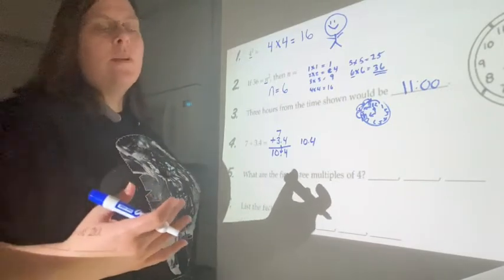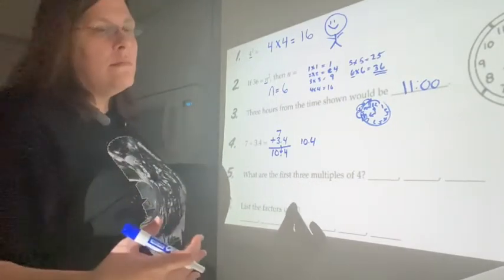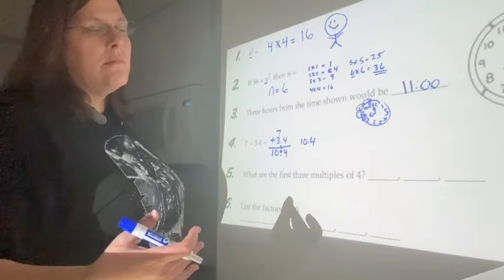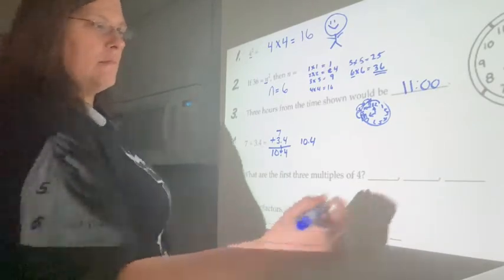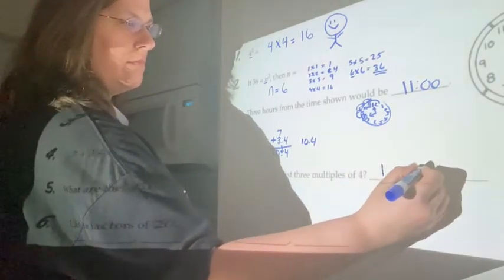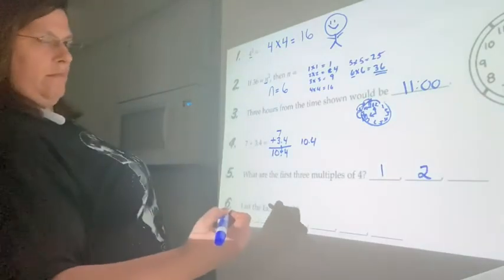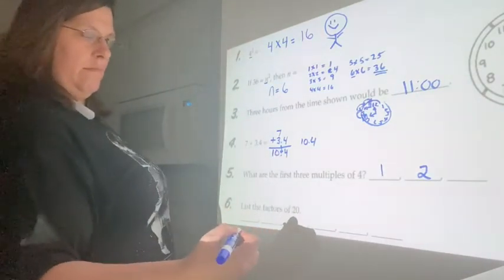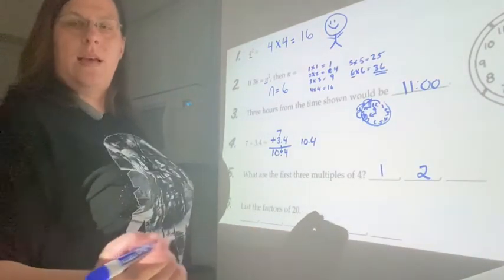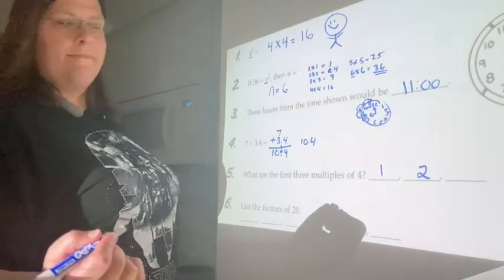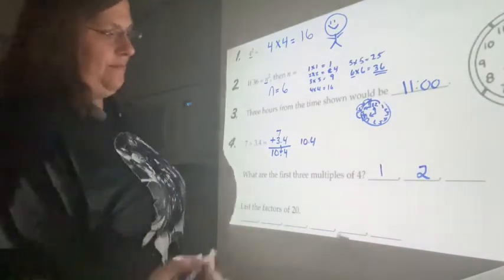Alexa, what are the multiples of 4? 1 times 4 equals 4. 2 times 4 equals 8. 3 times 4 equals 12. 4 times 4 equals 16. 5 times 4 equals 20. Stop. 6 times 4 Alexa, equals stop. 24.